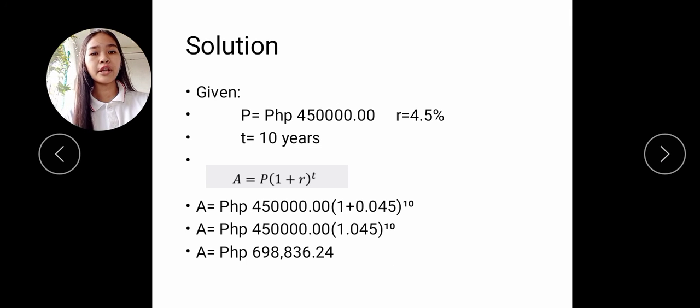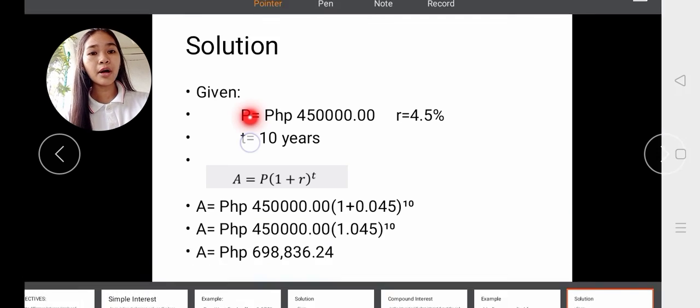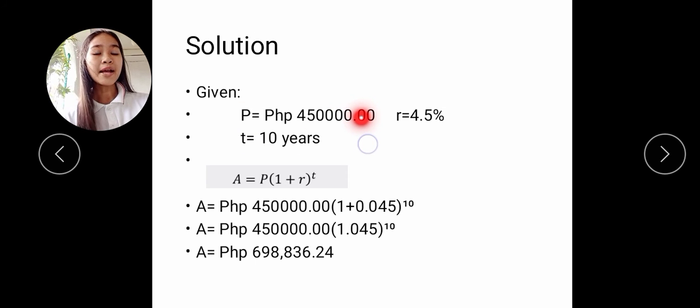So, our solution for this, with the given principal 450,000 pesos, R is 4.5% and T equals 10 years. So we will use the formula A equals P times (1 plus R) to the power of T because our period or K is only annually, which is 1. So A equals 450,000 pesos times (1 plus 0.045) to the power of 10, and A equals 450,000 pesos times 1.045 to the power of 10.